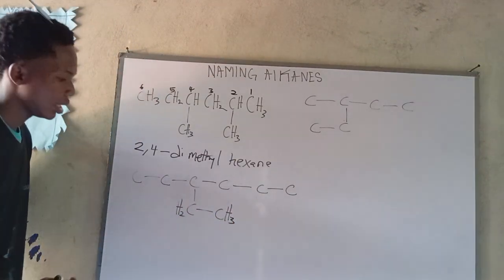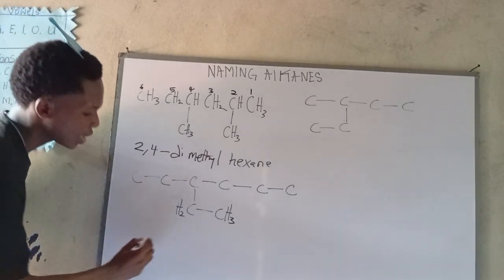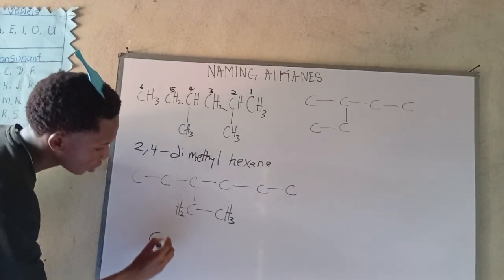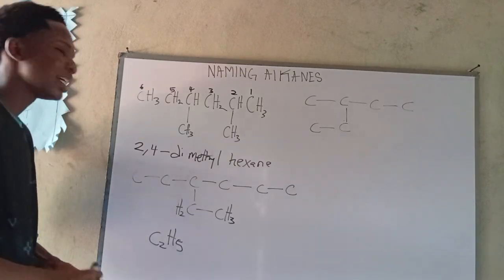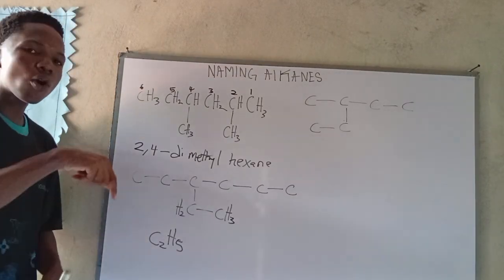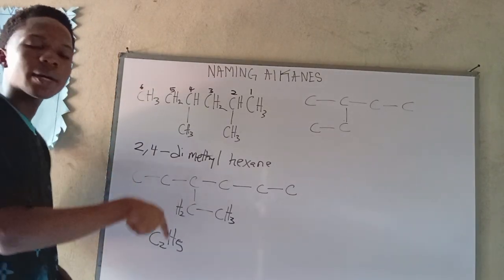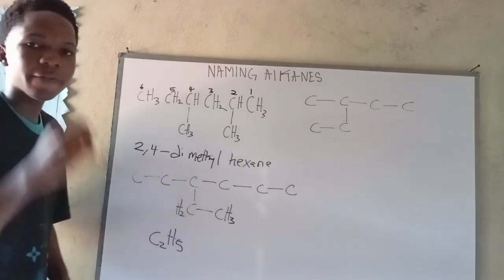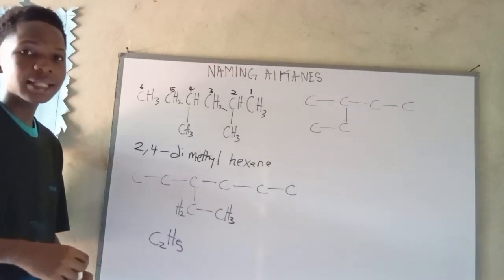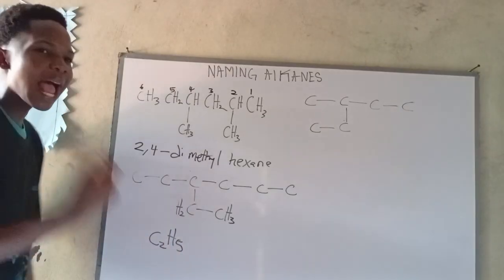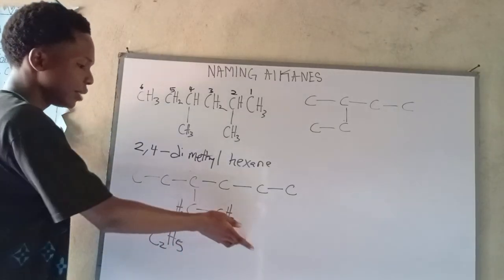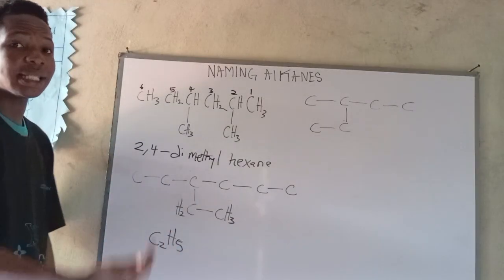So now if the branch is C2H5, what is this? Remember, the second member of the alkane family is ethane, right? Ethane is C2H6. So with the missing hydrogen, what is now the name of this substituent? Obviously you know what to do, it is ethyl, right?